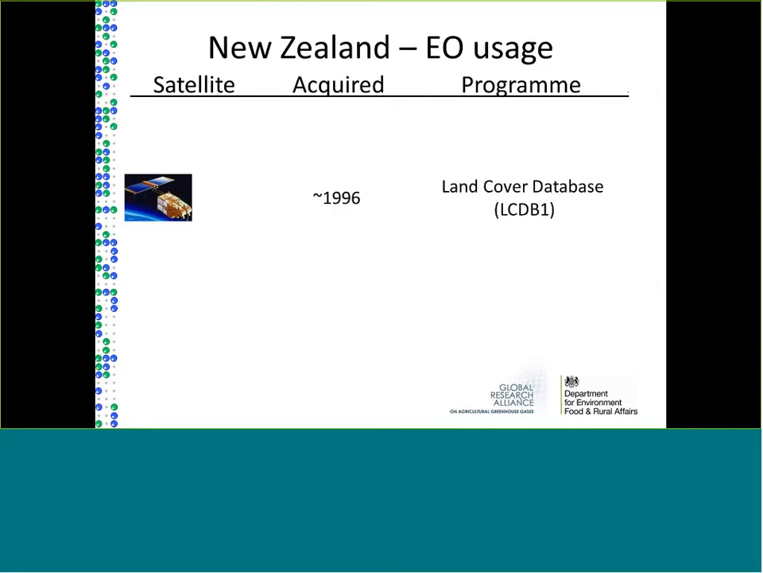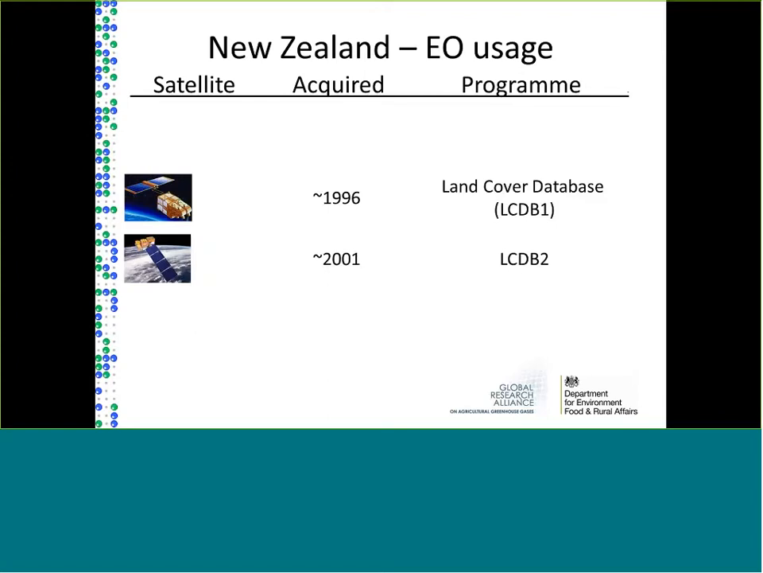The work in New Zealand, the first use of Earth observation data was the generation of the Land Cover Database 1, with the data acquired from the Spot 3 satellite from 1996. The Spot 3 satellite had 20-meter resolution multispectral data, visible and near infrared data. And the 20 meters was fairly important for New Zealand because of those, particularly the small land holdings.